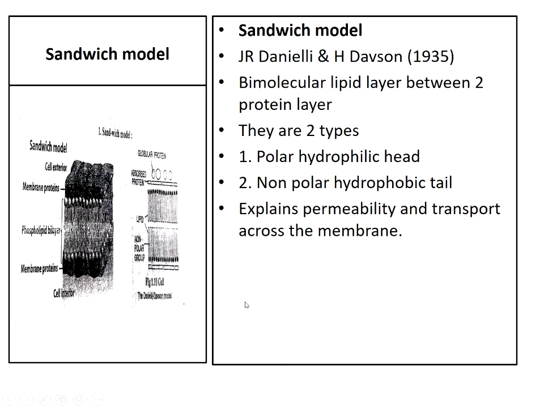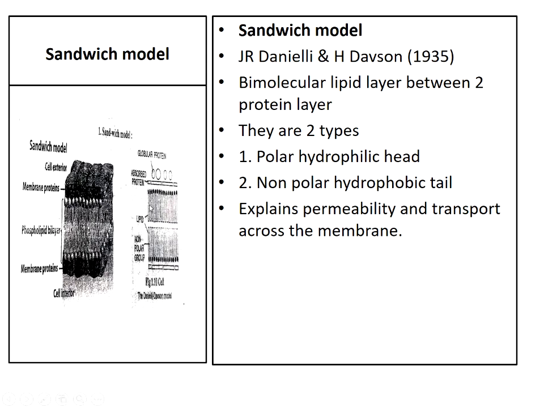First is the sandwich model. This sandwich model was first proposed by J.R. Daniel and H. Davson in the year 1935. According to this model, the plasma membrane consists of bimolecular lipid layers which are sandwiched in between two protein layers.